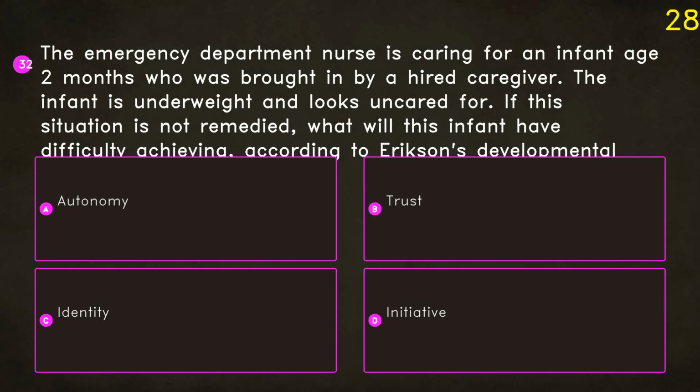Question 32. The emergency department nurse is caring for an infant aged 2 months who was brought in by a hired caregiver. The infant is underweight and looks uncared for. If this situation is not remedied, what will this infant have difficulty achieving, according to Erikson's developmental theory? A. Autonomy. B. Trust. C. Identity. D. Initiative.